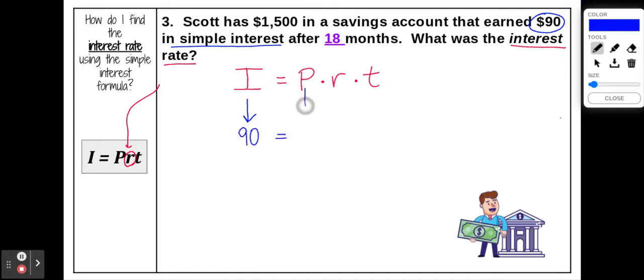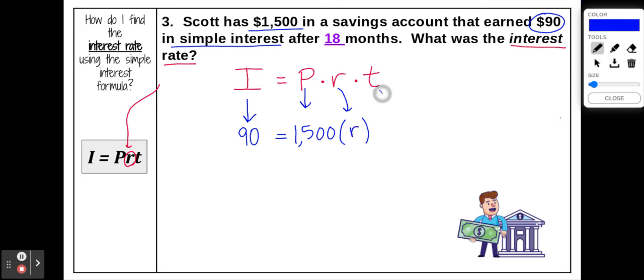Okay. Do we know the principal? Yeah, we know the amount that he started with. That's $1,500. Okay. Now we don't know the rate. That's what we're being asked. What is the interest rate? So this is what we don't know. So I'm just going to leave this as the letter R. That's what we're going to try and find.